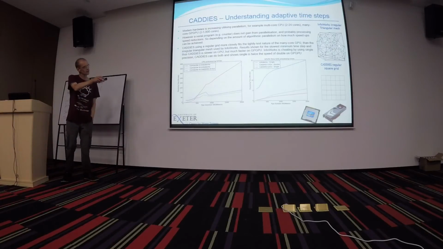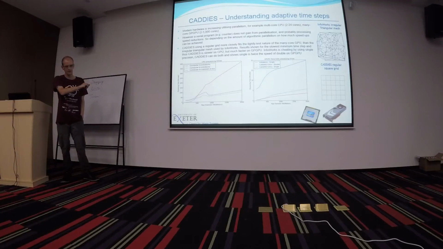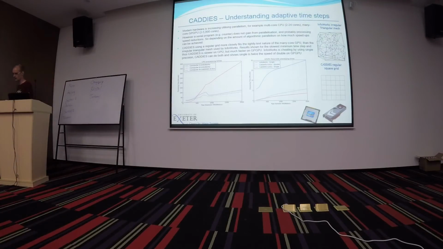InfoWorks uses an irregular triangular mesh, whereas all CADDIES implementations at the moment are regular grids. Now, on the CPU, CADDIES using its most accurate and slowest time steps is a bit slower than InfoWorks. But on the GPU, this is a different story, because the GPU has many thousands of cores which need to be doing the very same thing, whereas all these cells are slightly different. They might have different numbers of neighbors. So on the GPU, CADDIES is much faster on its slowest, most accurate time step. We could go faster, as I just demonstrated, but we lose accuracy.